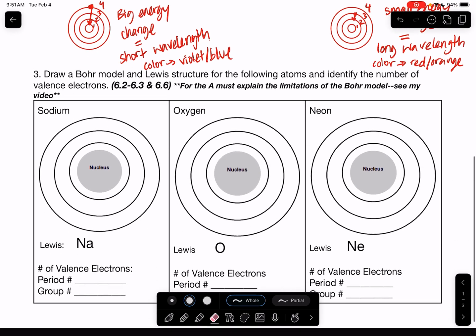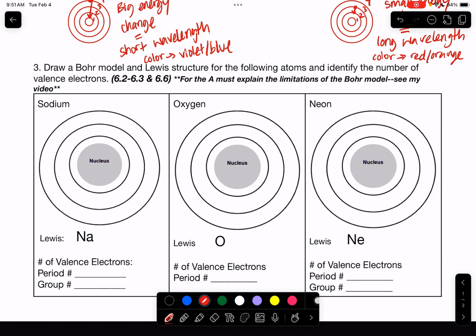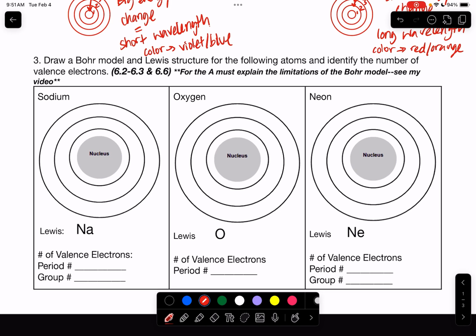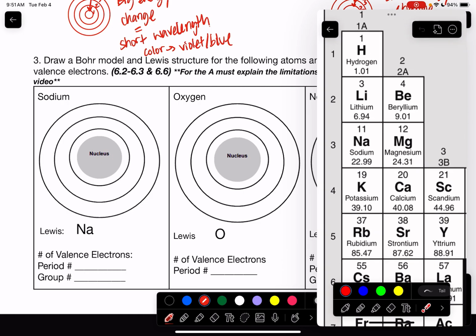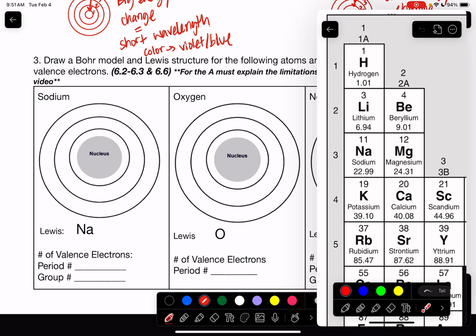All right. Next one is drawing a Bohr model and Lewis structure for these atoms, identifying the number of valence electrons. So for sodium, if we look at the periodic table, sodium is in group 1. So that means it's going to have 1 valence electron because that's the trend. Every element in the same group is going to have the same number of valence electrons. It has 11 electrons, so I'm going to put the first 2 in the first shell, and then 8 in the second shell, because that's the max it can hold. So that's 8, 9, 10, and then 11.